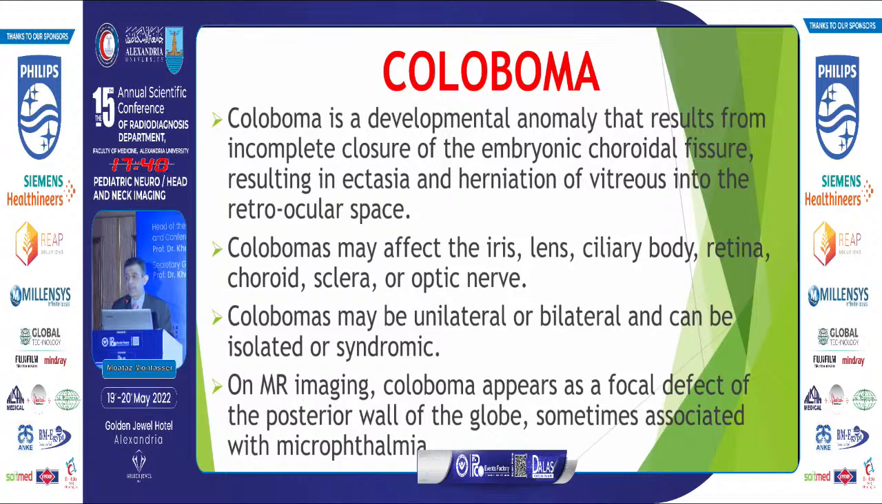Coloboma is a developmental anomaly resulting from incomplete closure of the embryonic choroidal fissure, leading to ectasia and herniation of the vitreous into the retroocular space. It can affect any site in the globe. However, the most common site is the posterior nasal inner side. It can be unilateral or bilateral and can be isolated or syndromic, like in CHARGE syndrome. On MRI, coloboma appears as a focal defect of the posterior wall of the globe, sometimes associated with microphthalmia.